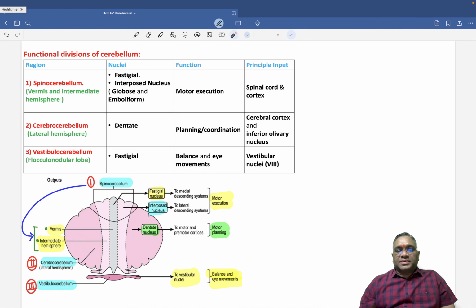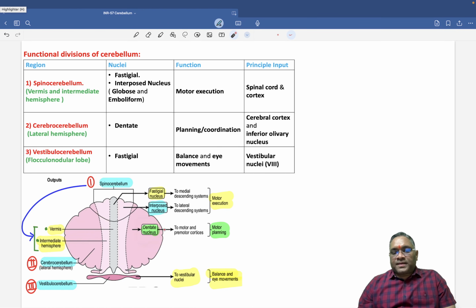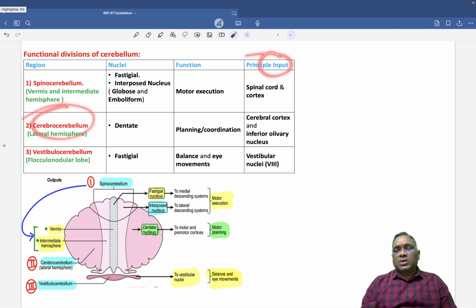Cerebrocerebellum, the lateral hemisphere. Which nucleus do they have? Dentate. What is the purpose of this dentate nucleus? The dentate nucleus sends output to the motor and premotor cortex of the cerebrum. The motor and premotor cortex do the planning and coordination. So motor planning and coordination will be done by cerebrocerebellum. What will be the principal input for the cerebrocerebellum? The cerebral cortex and inferior olivary nucleus.